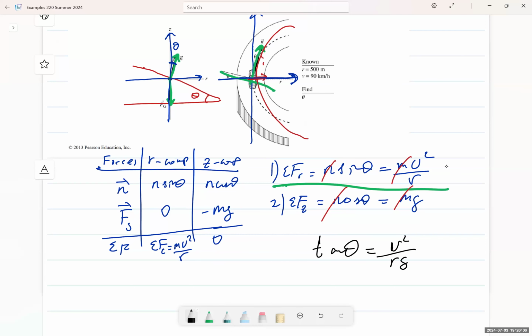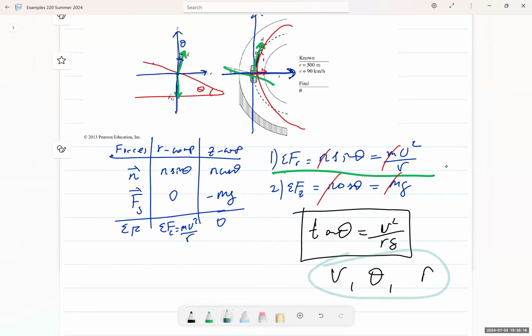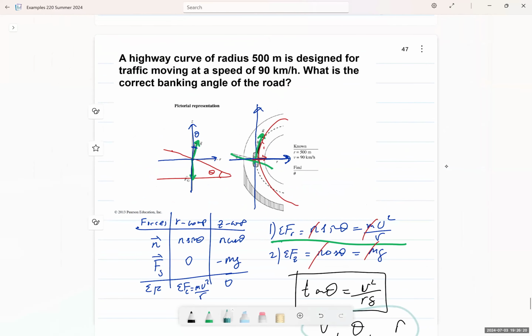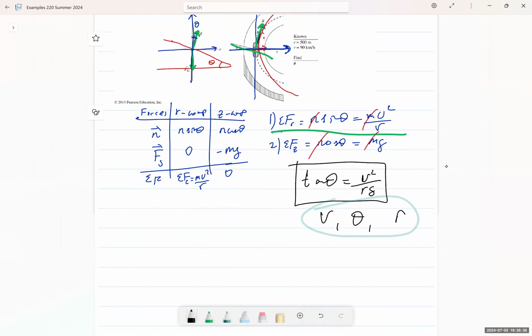This equation gives you three variables: speed, theta, and radius, so you can use it to solve for any of those unknowns. In this example, you're given the radius and the speed, and you want to find the angle theta. So take this equation, let's call it equation 3, and solve for theta: theta equals inverse tangent of v squared over rg.